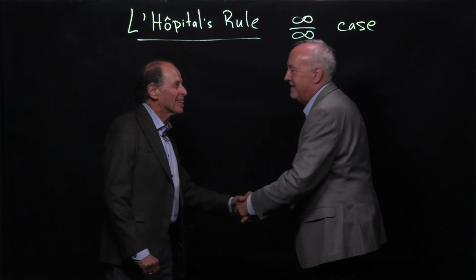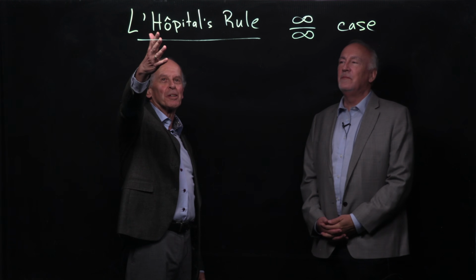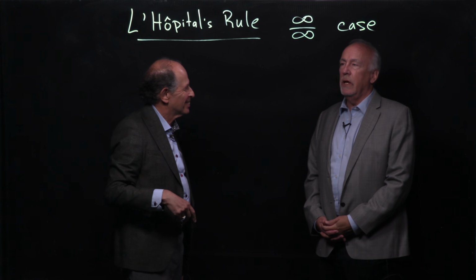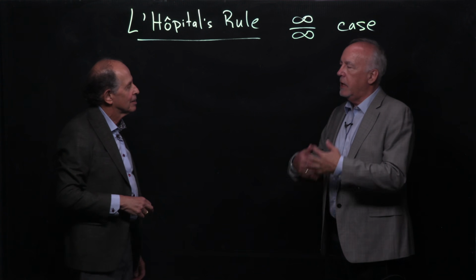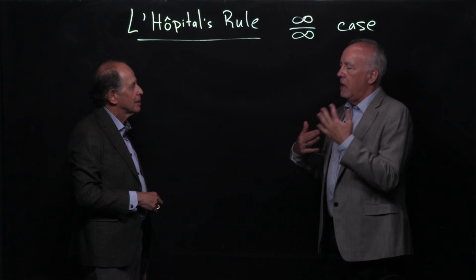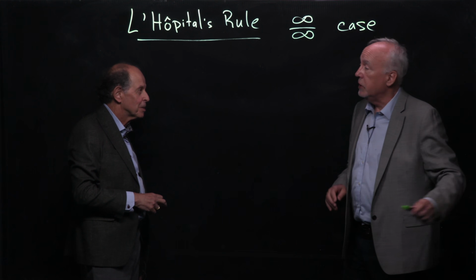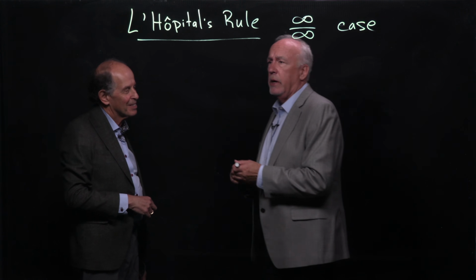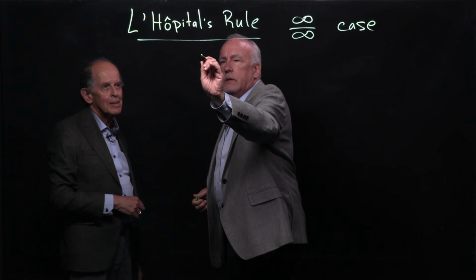Good morning, Michael. I see we are back to our friend L'Hopital. L'Hopital's rule, and we're doing a special case here. The case we explained earlier was when we had two functions and they were both going to zero, and you want to say, well, what happens to the ratio? Here we're doing something a little bit different.